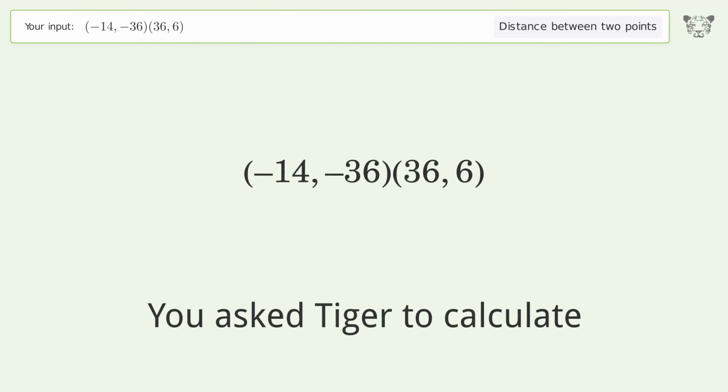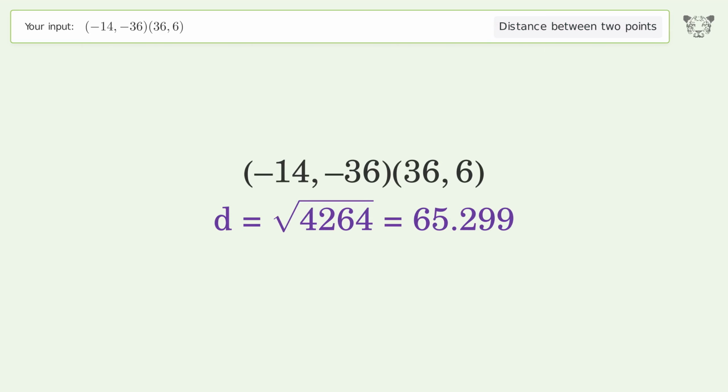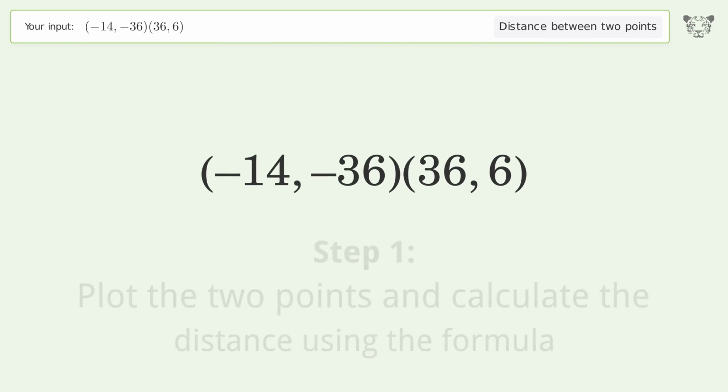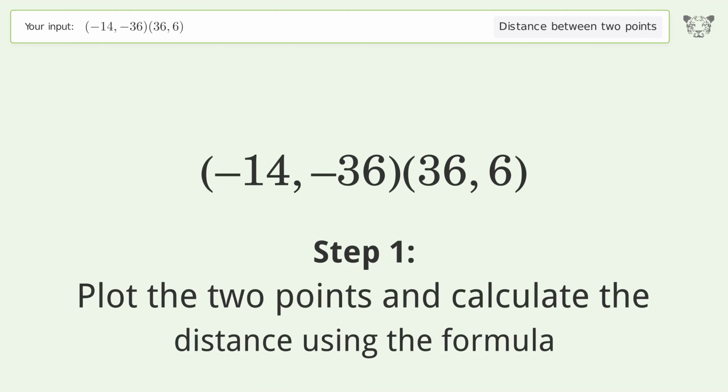You ask Tiger to calculate. This deals with the distance between 2 points. The distance between the 2 points is the square root of 4,264 or 65.299. Let's solve it step by step. Plot the 2 points and calculate the distance using the formula.